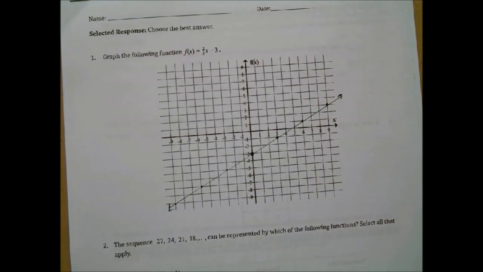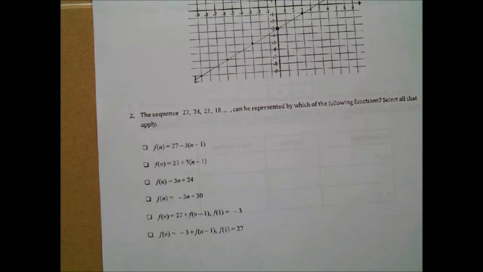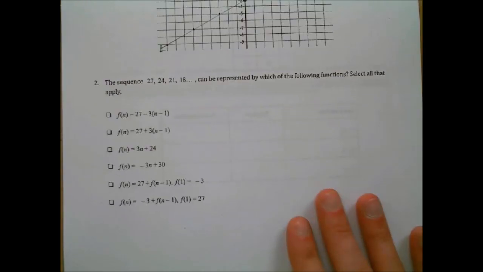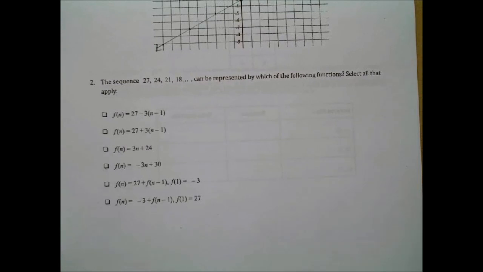Okay. Number 2. Sequences. Now that's familiar, right? We just started talking about this stuff. Okay, the sequence 27, 24, 21, 18, ... can be represented by which of the following? Select all that apply. So there's going to be potentially more than one here. Okay, so let's go to Hannah T.